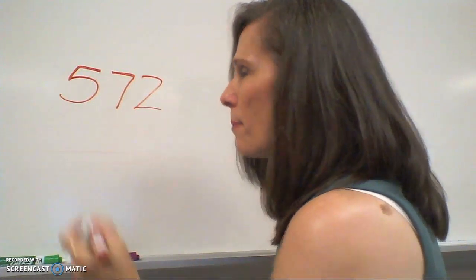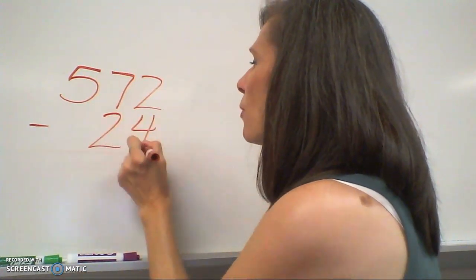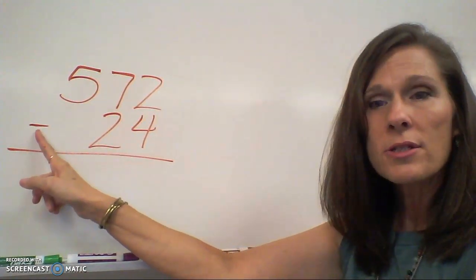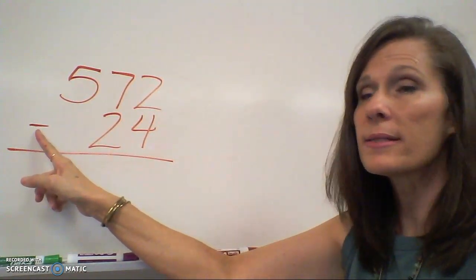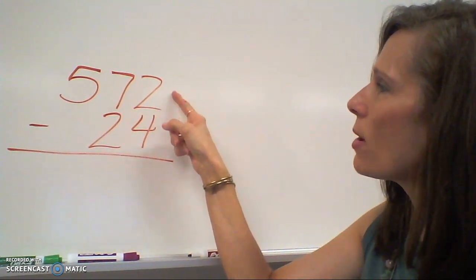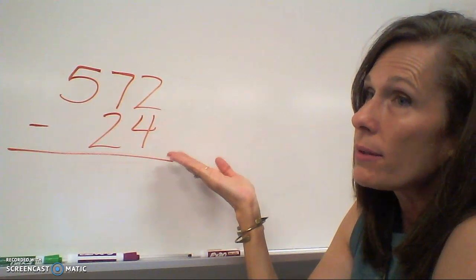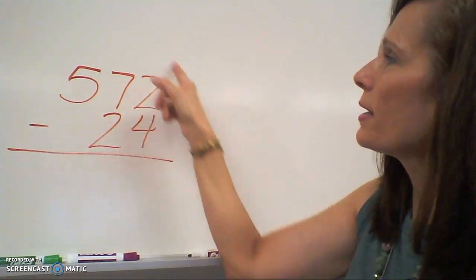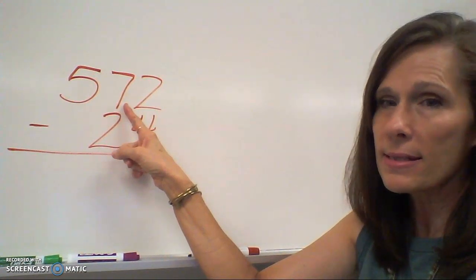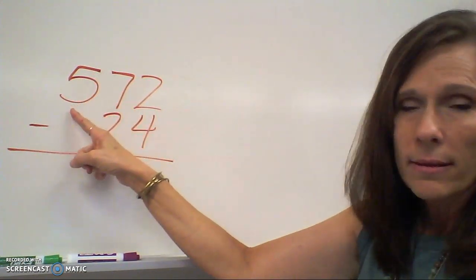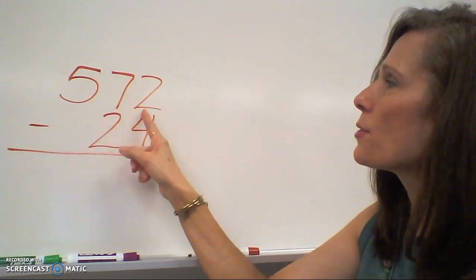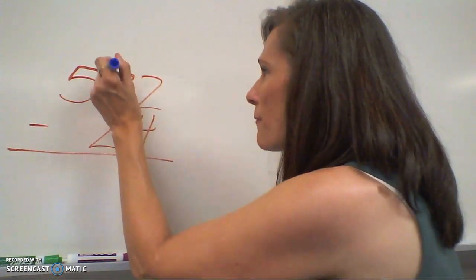572 minus 24. Okay, so here we go. I see it's subtraction, so I have to ask myself, can I do it? I look at my 2, I look at my 4, I know 2 is smaller than 4, so I can't do it, right? When there's more on the floor, I go next door. So I'm going next door right to the tens place. The hundreds place is not right next door, right? It's one digit over. So the 2 asks the 7 for a set of 10.